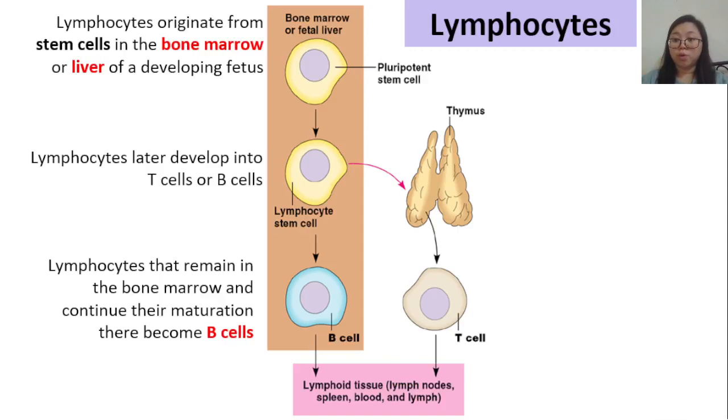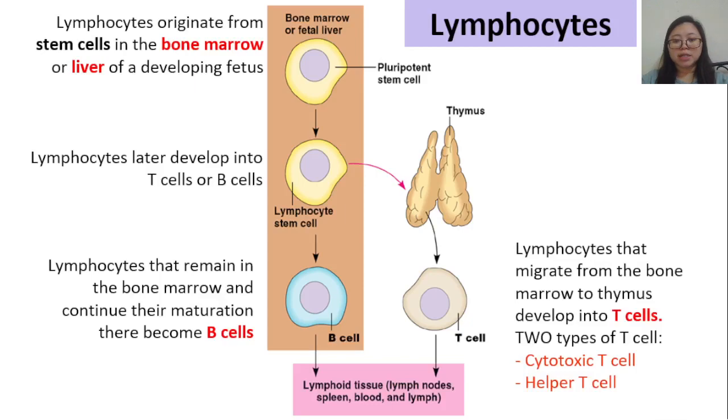B for bone marrow. But if they migrate from the bone marrow to the thymus, they will develop into T cells in the thymus organ itself.